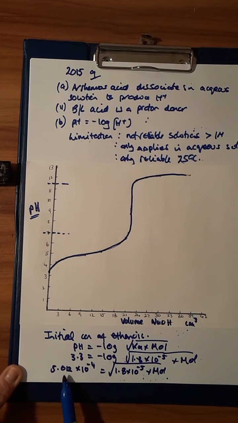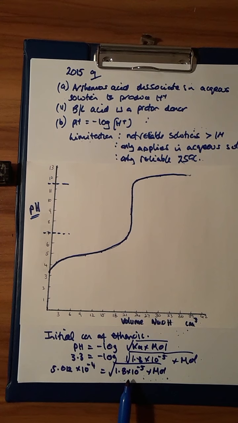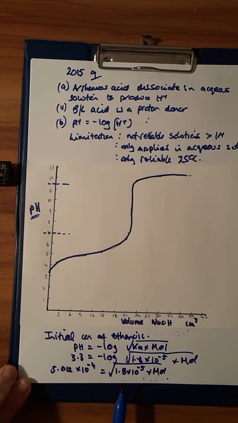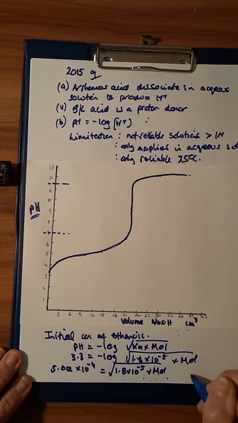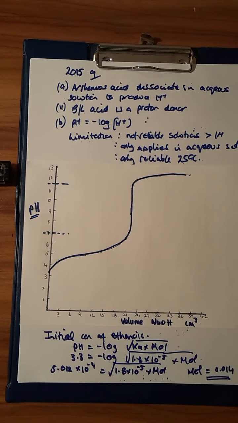So I'll square the 5 by 10 to the minus 4 and divide it by the 1.8 by 10 to the minus 5. When I do that, that will release the molarity from the square root and I should get 0.014. So that's the molarity.